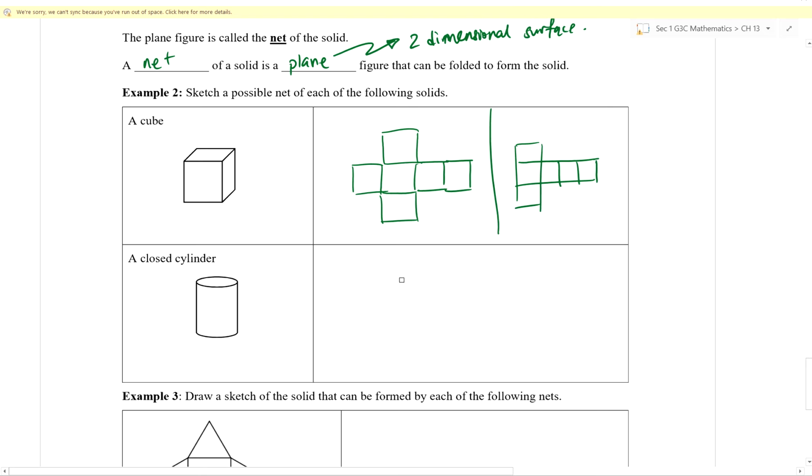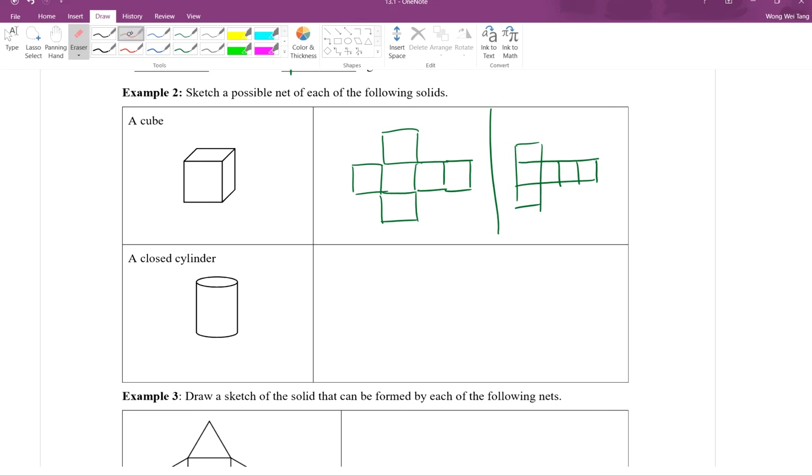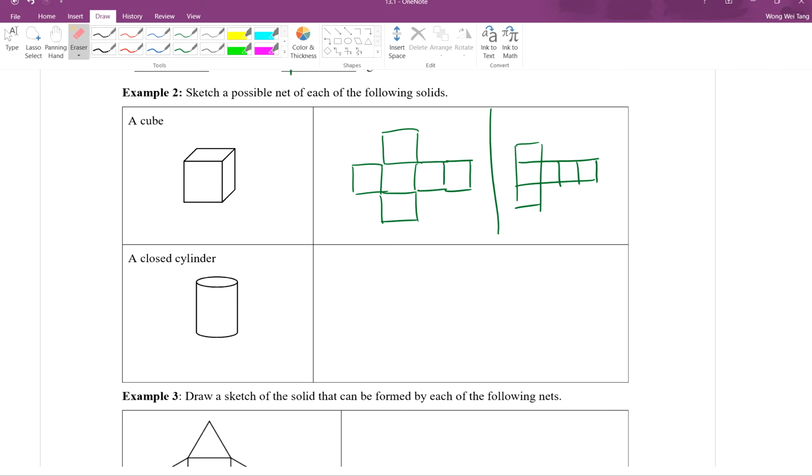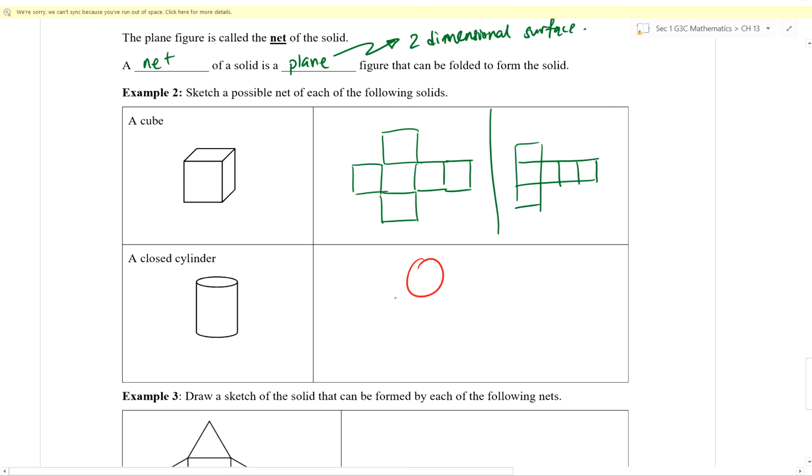For a closed cylinder, we will have two circles. That will be the cross-sectional area, followed by a rectangle. This has to be a circle, not an oval. A circle, rectangle, and another circle.